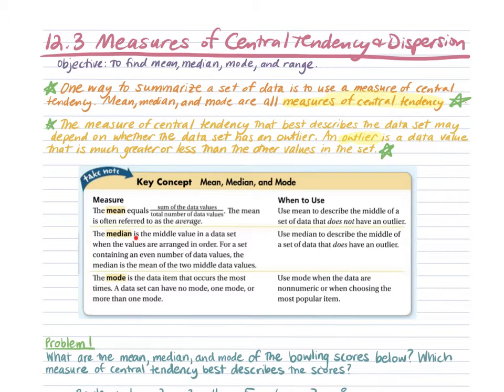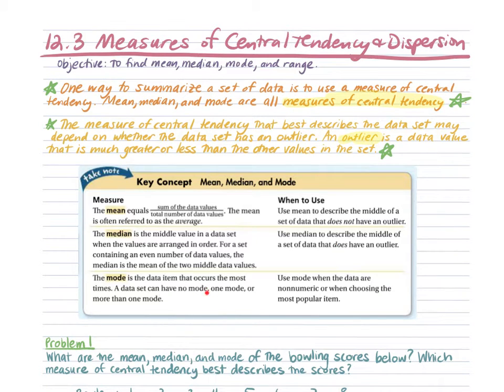The median is the middle value of a data set if you arrange the values in order. If there's an even number of values, you take the average of the two middle values. You use the median if you do have an outlier, because the outlier would move the mean around too much and maybe not describe what's happening, where the median would show exactly what's in the middle.